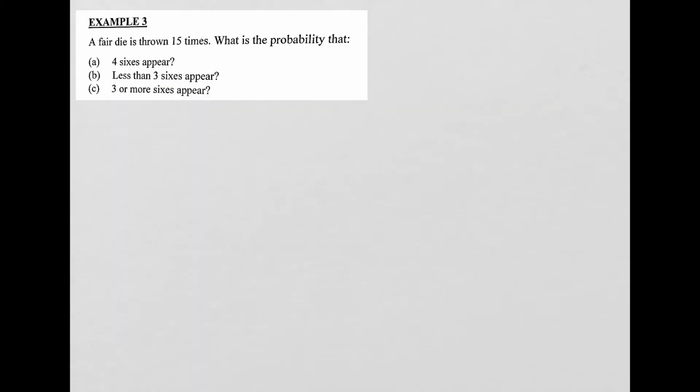Example 3. A fair die, that means not biased, is thrown 15 times. What is the probability that A, 4 6s appear, B, less than 3 6s appear, and C, 3 or more 6s appear?